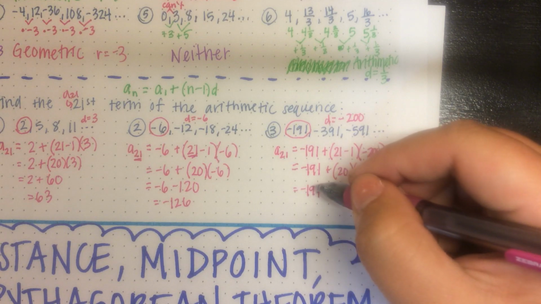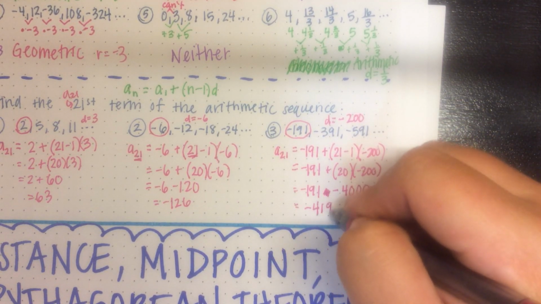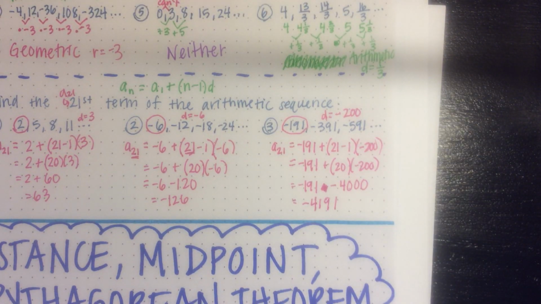So I have a negative minus a number, which means I'm getting more negative. So I'm going to be at negative 4,191.